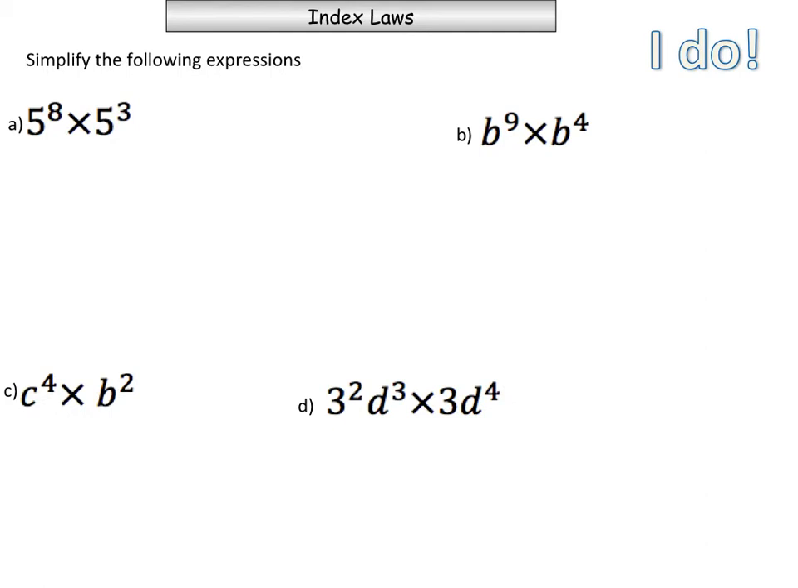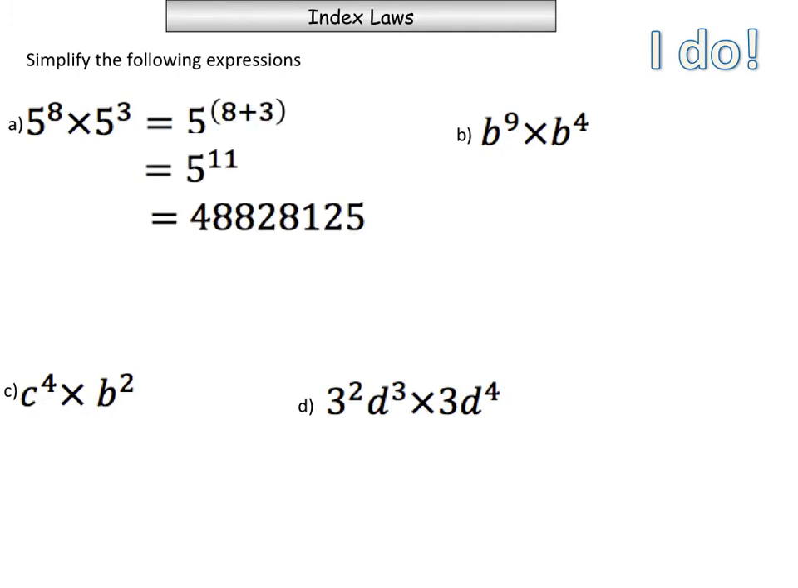So the first thing we need to do is check to make sure they've got the same base, which they do. Then we can simply add the powers. 8 plus 3 is 5 to the power of 11. Now if we were to give that in its evaluation, it would be that number there, and you can just find that in your calculator.